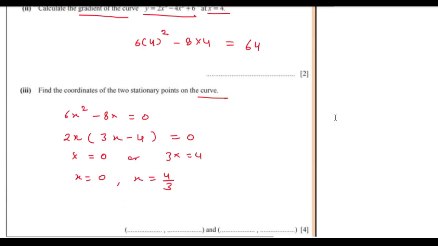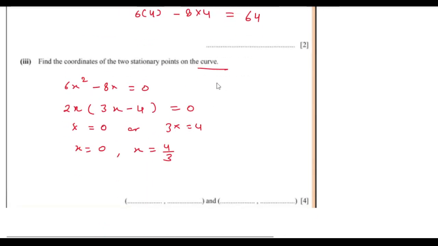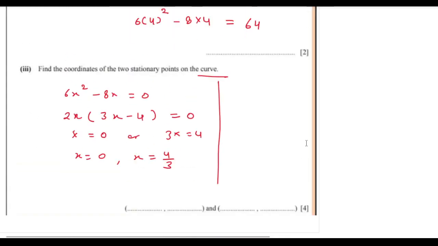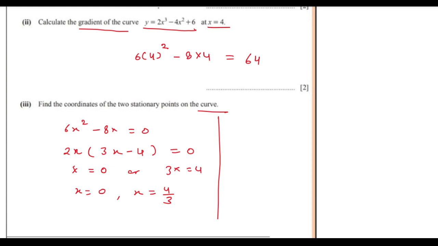Now when I take x as 0, what is the y value? If I consider x as 0, my y value is going to be 6. And the other value of x is 4 divided by 3.